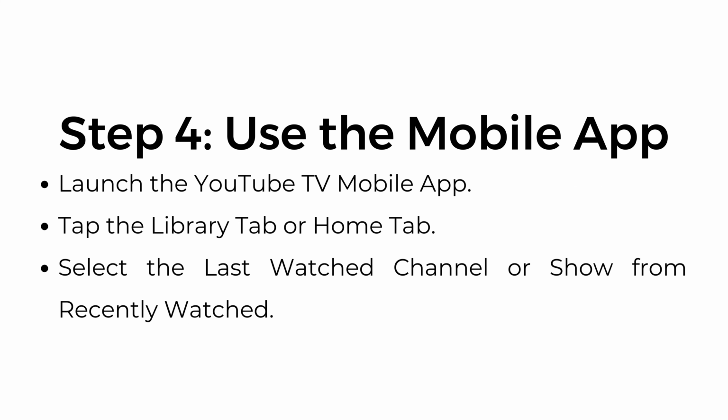Step number 4, use the mobile app. Launch the YouTube TV mobile app. Tap the library tab or home tab. Select the last watched channel or show from recently watched.